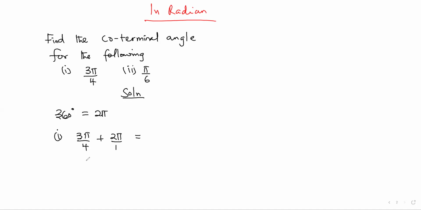So the LCM is 4. 4 into 4 is 1. 1 times 3 pi is 3 pi. 1 into 4, 4. 4 times 2 pi is 8 pi. So when we add them, we're going to have 11 pi over 4. But anytime you have a question like this, 3 pi over 4 plus 2 pi, the simplest way is to say 4 times 2 pi, which is 8 pi, plus 3 pi, which is 11 pi over 4. That's the simplest way. Then you're cool to go.